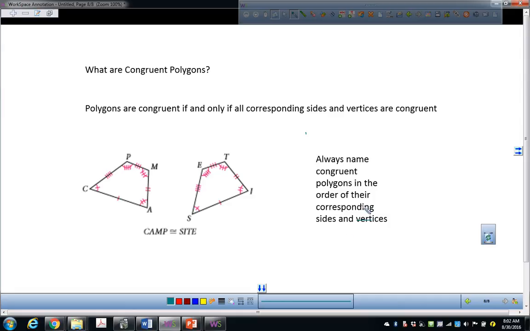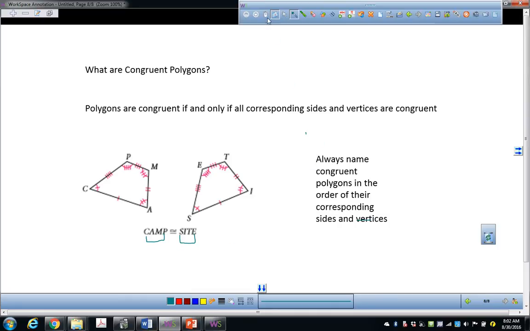Do you understand what corresponding means? Corresponding means they line up together. So corresponding side, what side goes with CP? SE. You can tell it by the picture, but you can also tell it by the word. CP goes with SE, right?